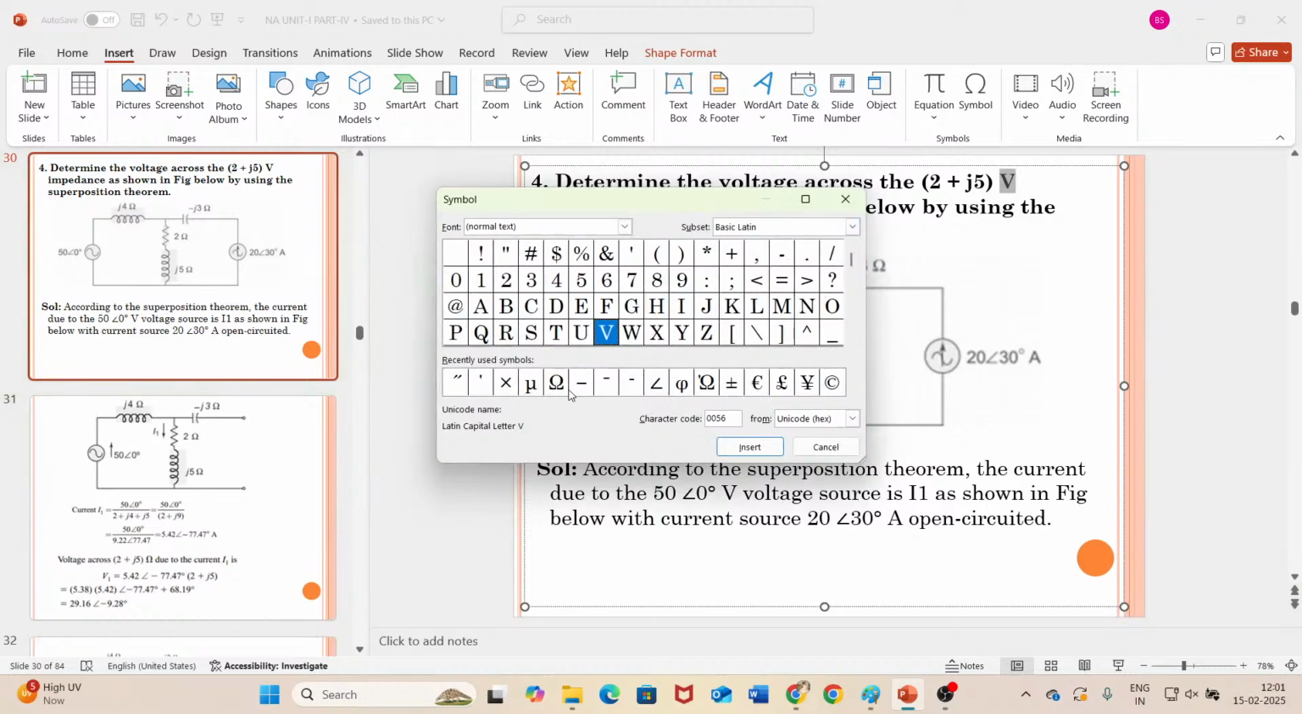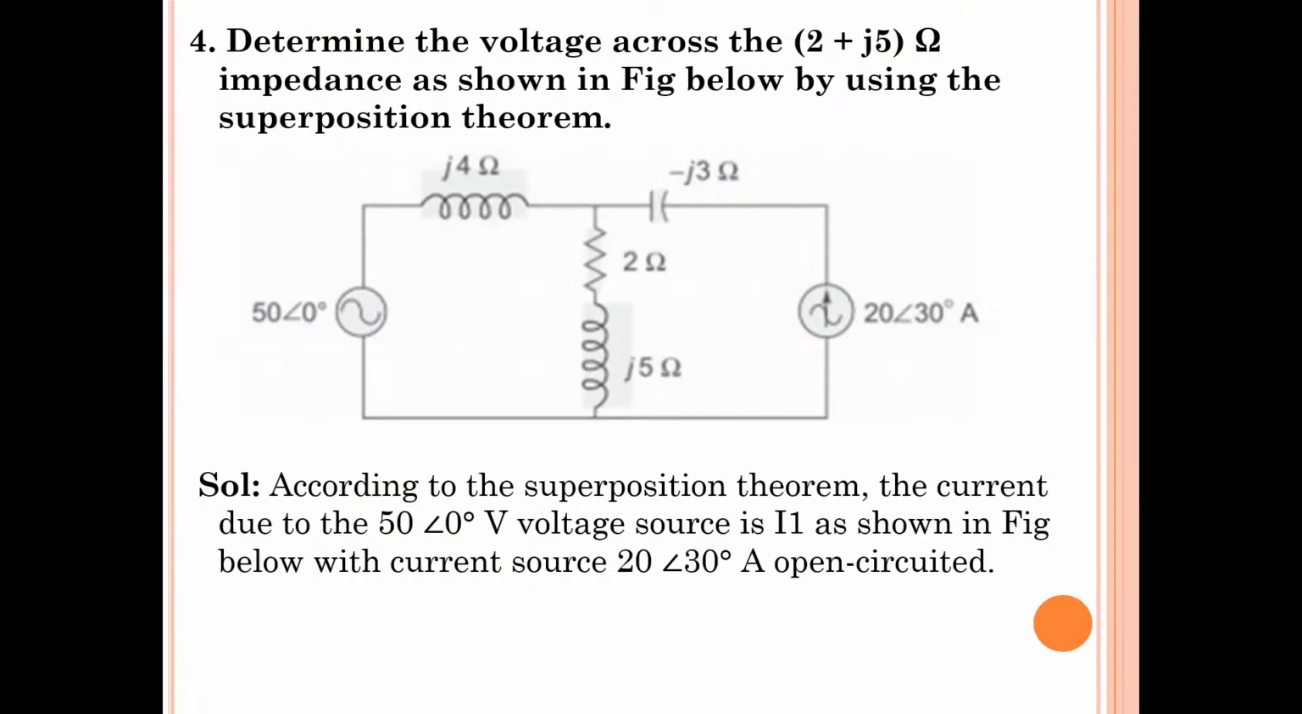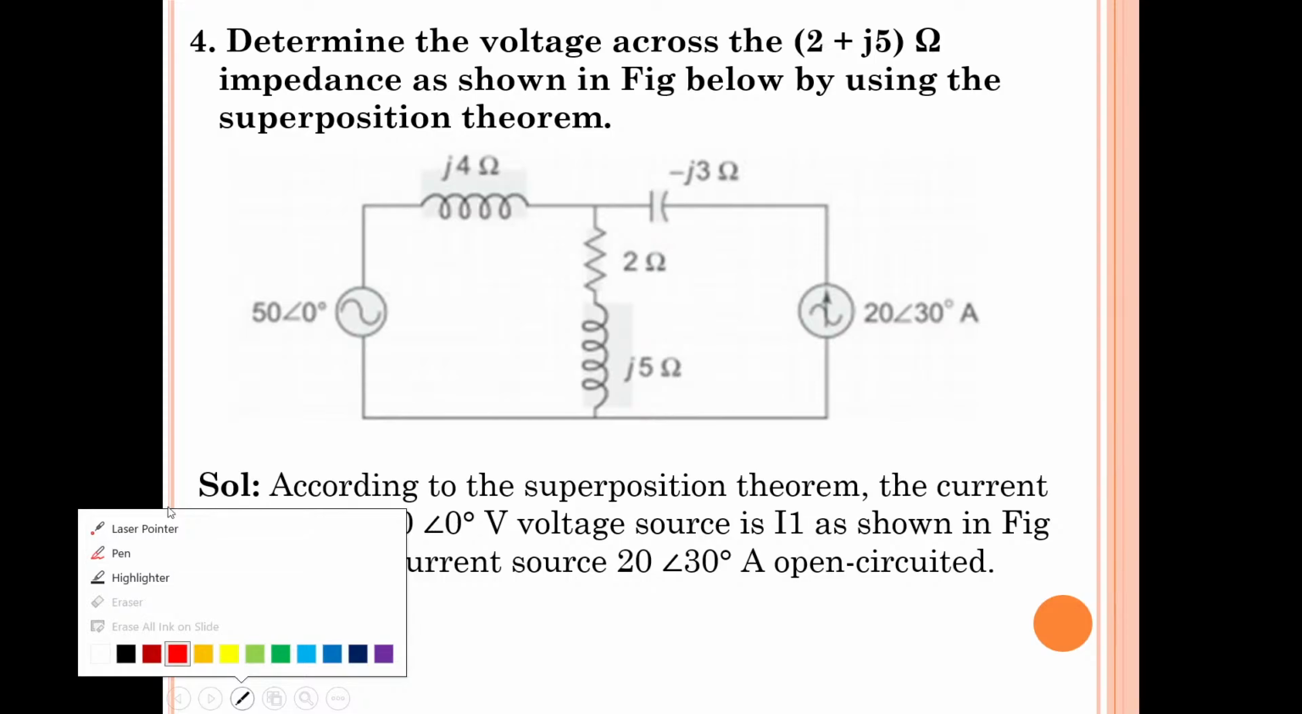I think while saving, when you copy it from one place and save it somewhere, and then download it in some other place, some notations just change automatically. So we have to check that. I didn't check it. So determine the voltage across the 2 plus j5 ohms impedance.